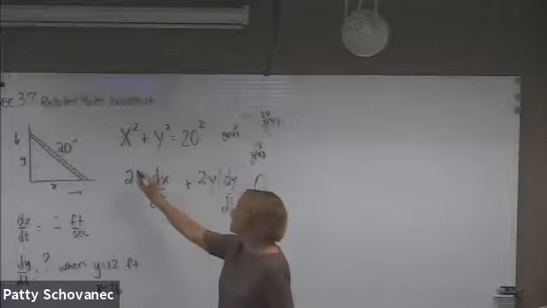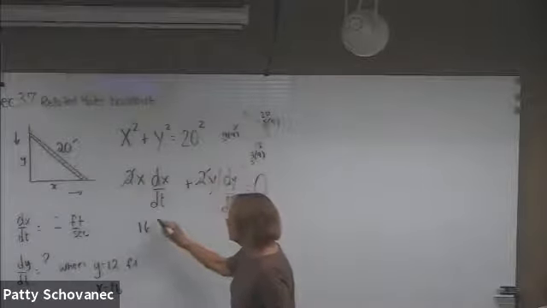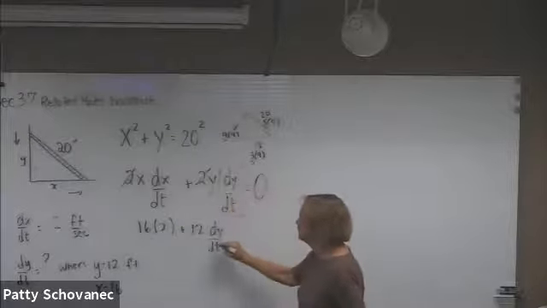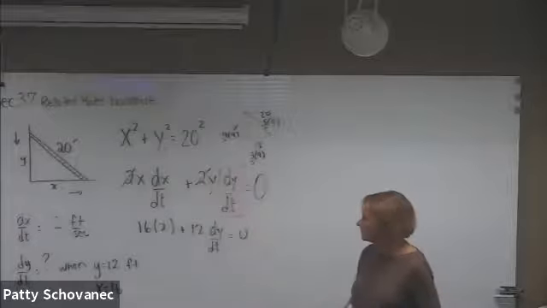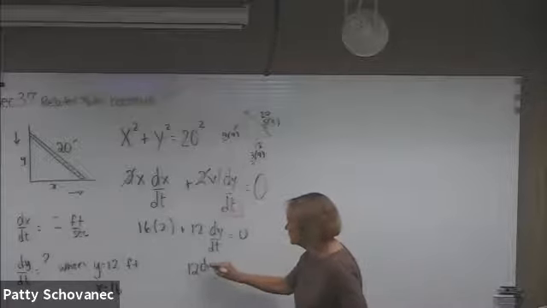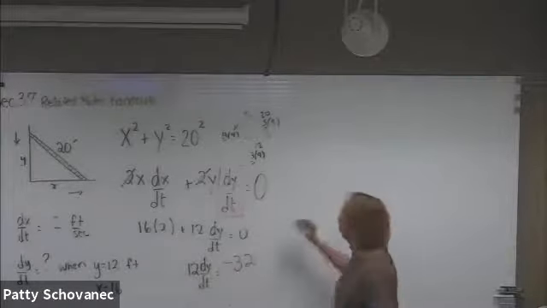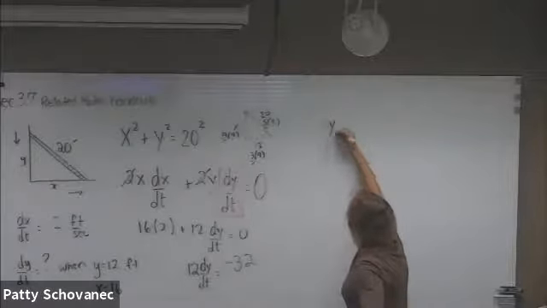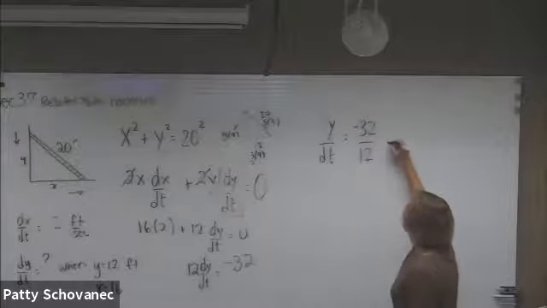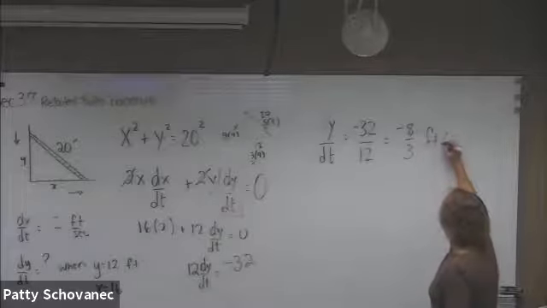Let's plug that in there. I'm going to go ahead and cancel the 2s. I'm going to divide everything by 2. So I have 16 times 2 plus 12 times dy/dt is equal to 0. 16 times 2 is 32. I'm going to move it to the other side. Makes that a negative 32. And now divide by 12. Let's see, 4 goes into both of those. And that's going to be in feet per second.